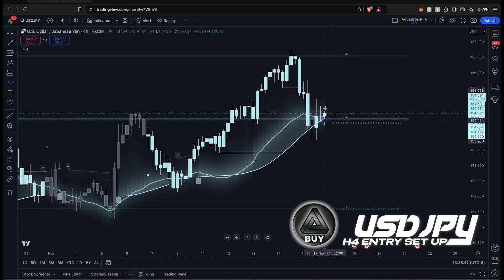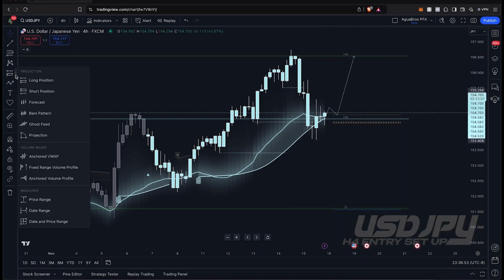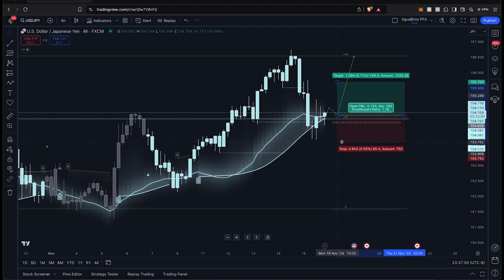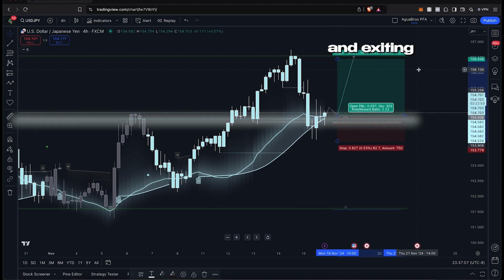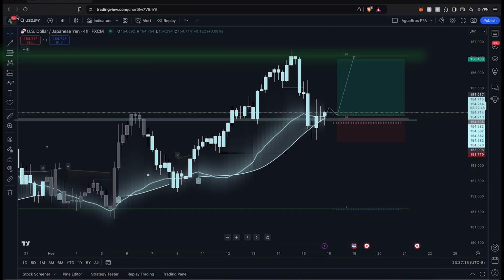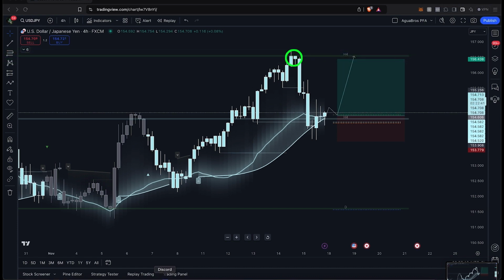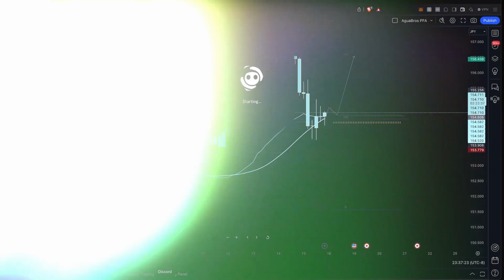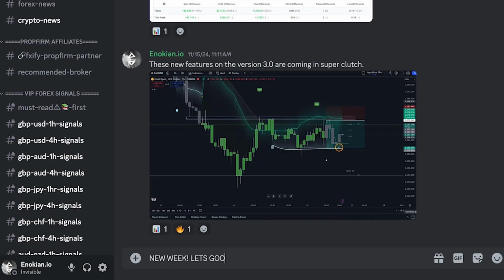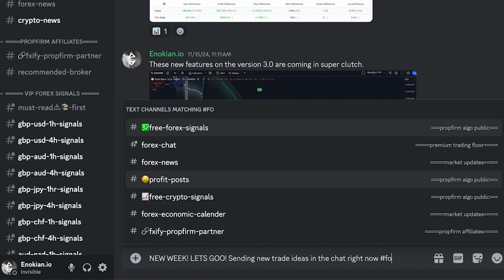All right, now we're looking to go long on USDJPY on the 4-hour setup, a clean break above and a retest of the 4-hour support, and exiting at the 4-hour resistance or previous swing high. Really straightforward, guys. And this is a new week. Let's go. Sending out some new trade ideas in the chat right now.